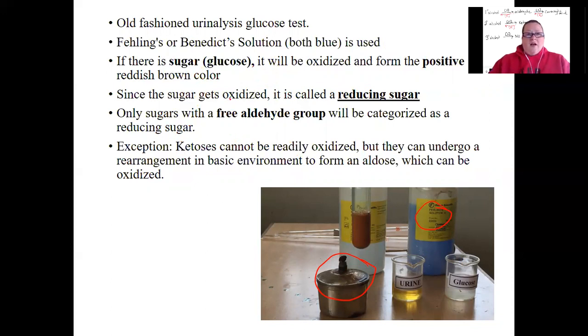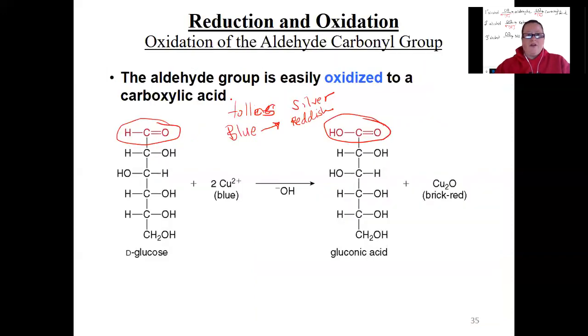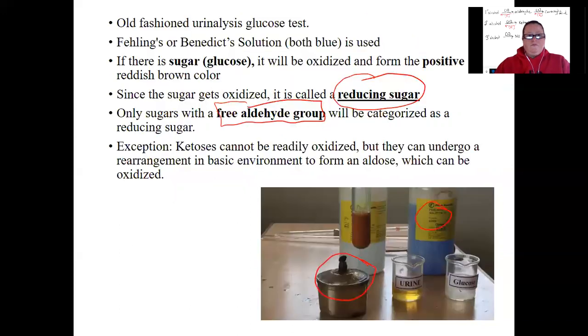So if there is a sugar, it gets oxidized, and since the sugar is getting oxidized, we call it a reducing sugar. And reducing sugars have that free aldehyde group. Now, something weird does happen with ketose. Ketose, remember, has lots of OHs and hydrogens, just like before, but on that second carbon, there is the carbonyl group.